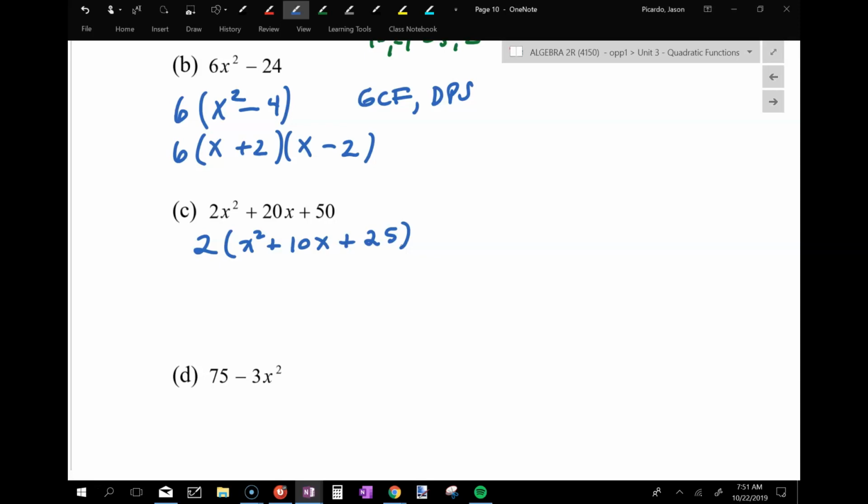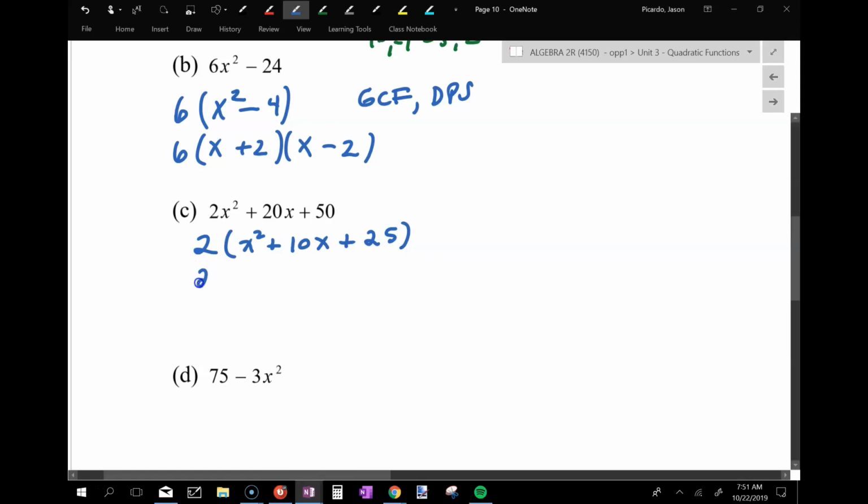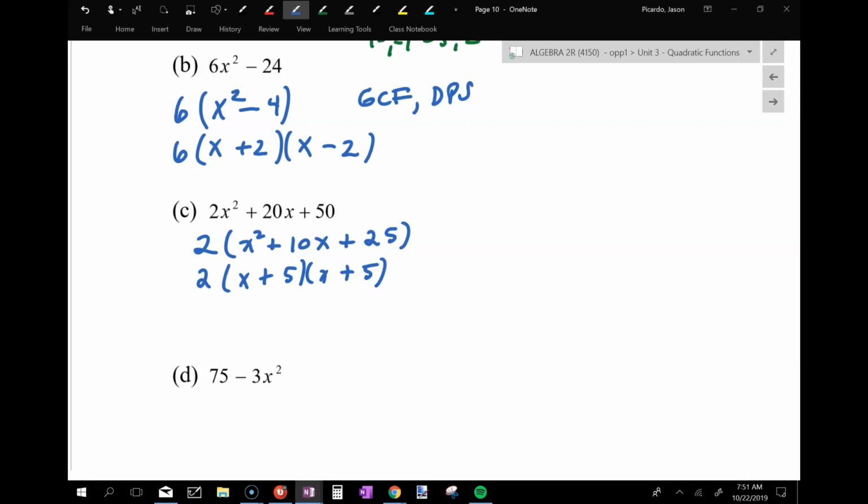25 and 1, no good. How else can I get 25? 5 and 5, and 5 and 5 adds to be 10, there you go, right? So x plus 5 and x plus 5. Again, if I asked you, how many factors did I create? The answer is 3 factors.